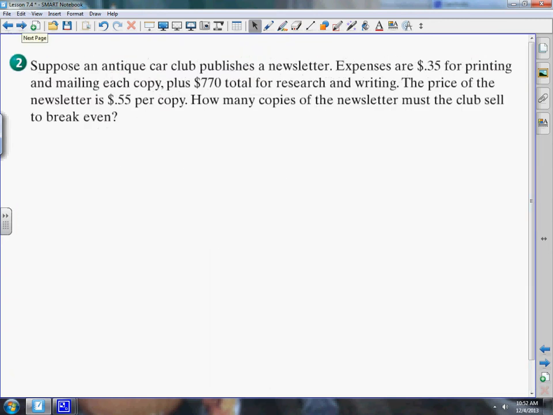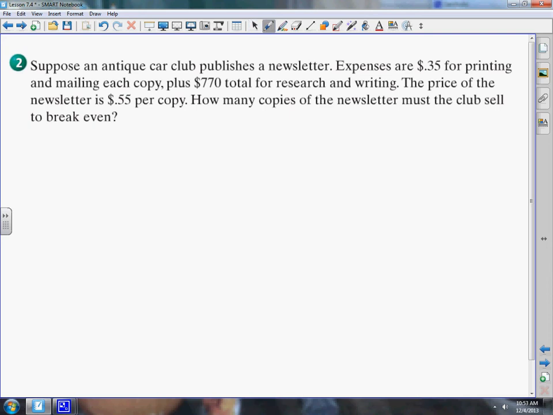So, suppose an antique car club publishes a newsletter. Expenses are 35 cents for printing and mailing each copy, plus $7.70 total for research. The price of the newsletter is 55 cents per copy. How many copies must they sell to break even? So try this problem.